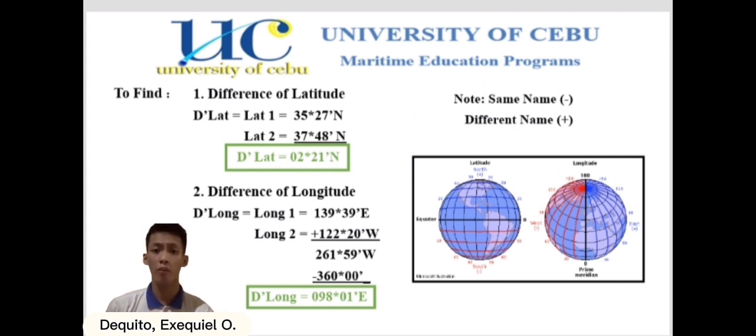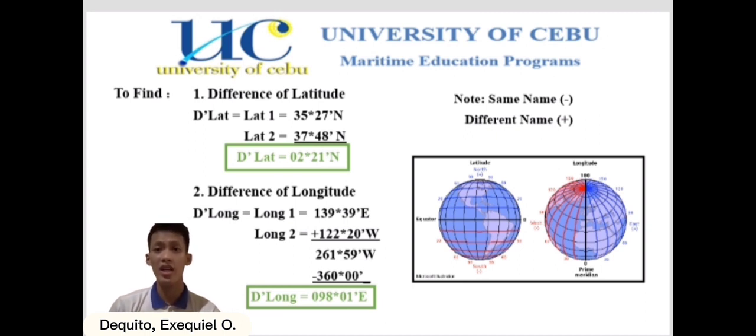And here we go in number 2, the difference of longitude. Dlong is equivalent to Long 1 is 139 degrees 39 minutes east, and Long 2 is 122 degrees 20 minutes west. So the given is different name, so we will add them.